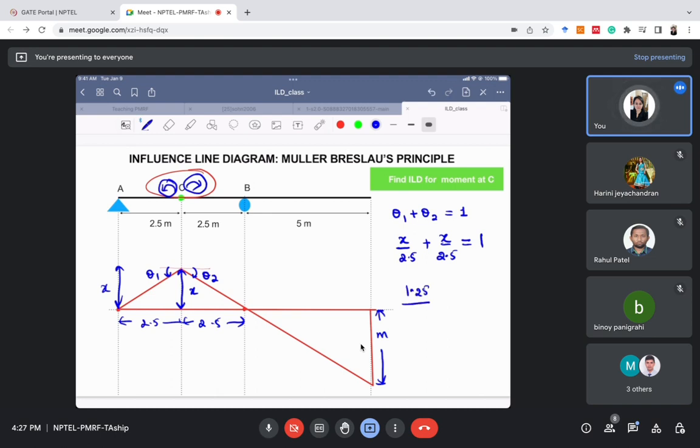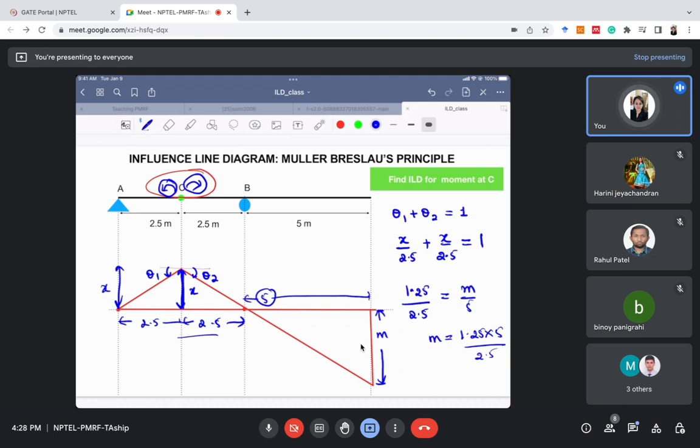So x divided by this 2.5 equals m divided by this length. I have considered these two triangles, triangle 1 and triangle 2. So x divided by this length, and m divided by this length 5. So m is 1.25 into 5 divided by 2.5, which again comes out to be 2.5 only, right? So in this way you can calculate the different ordinates. Ordinate calculation is not at all difficult because it's based on simple geometry.